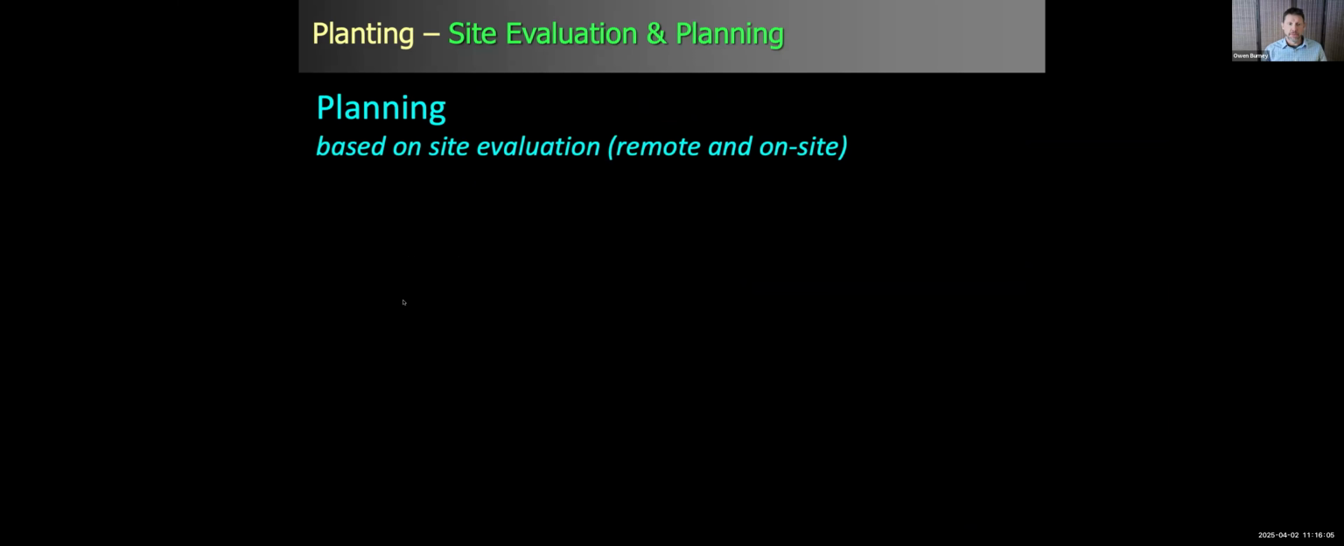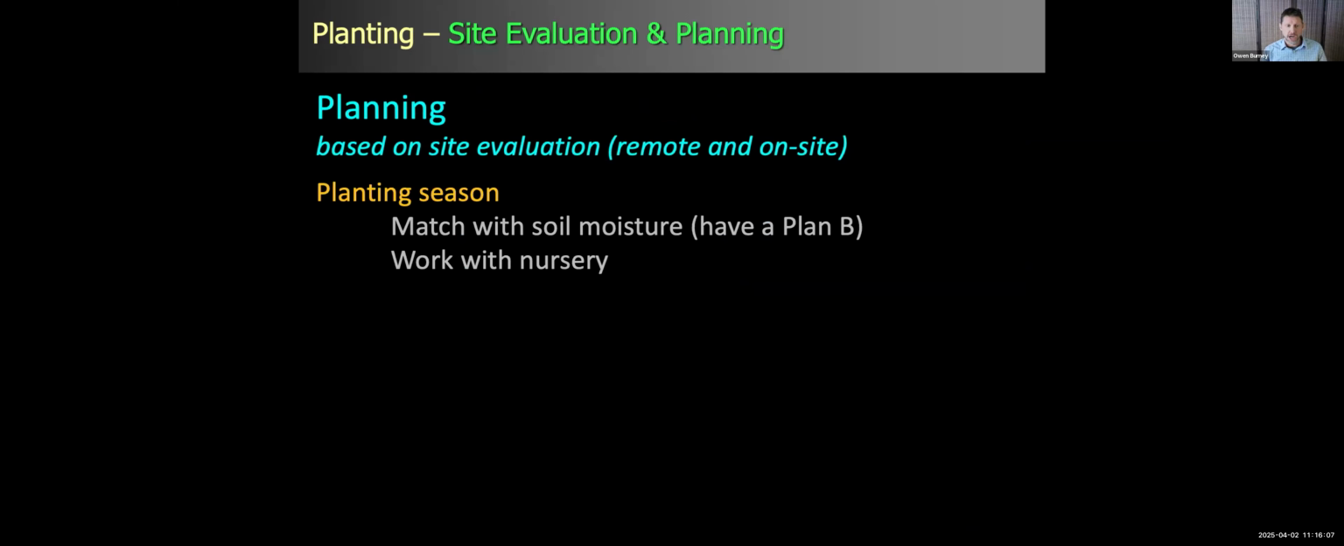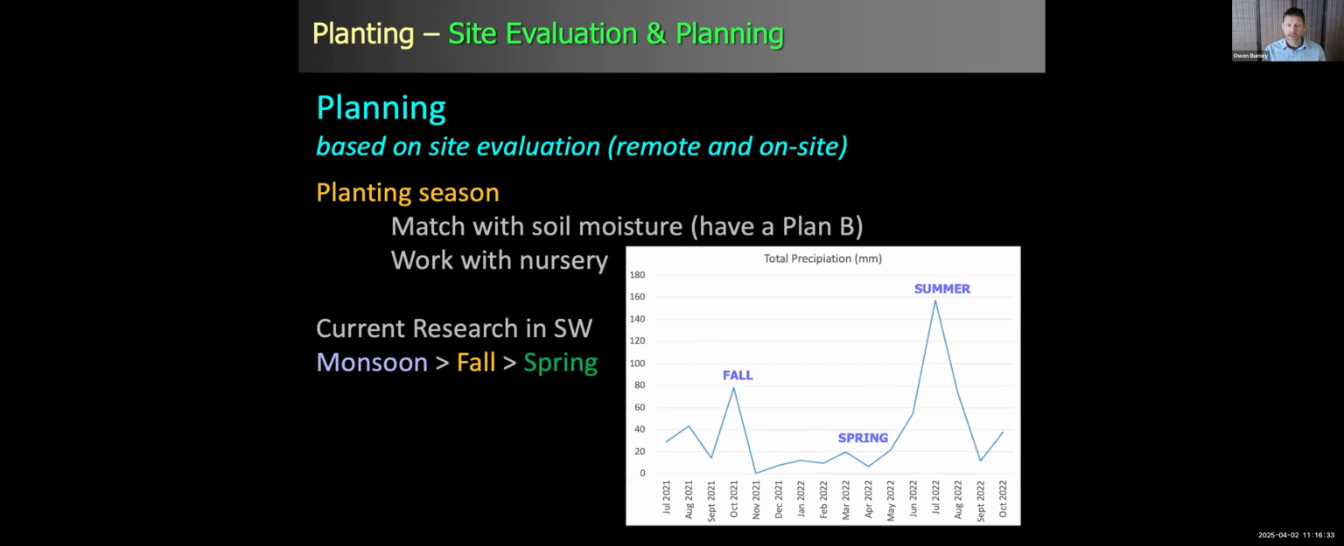And so I know that Jeremy's already mentioned the planting season, or that planting window. And for us, it's important that when we plant those seedlings, we match that with the highest likelihood of success. And for us, especially in the Southwest, that's when we have the highest soil moisture. And it may not materialize, so it's good to have a plan B. And you're going to see this over and over again, but it's important to work with the nursery on your plans. And so I'll talk about this a little bit later on too.